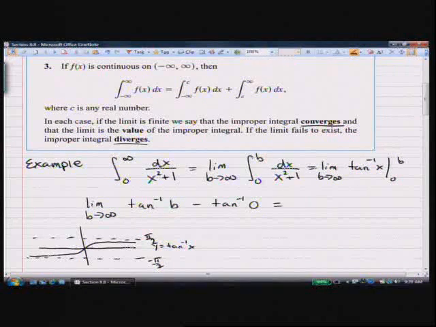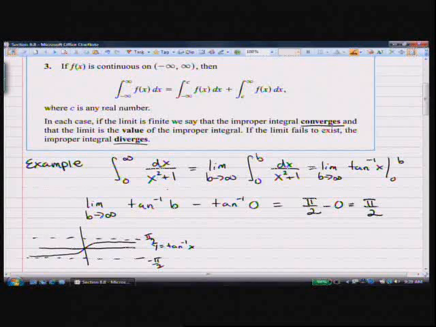So as x goes to infinity, or in this case, as b goes to infinity, our y value is going to go to pi over 2. So this is pi over 2, and then the inverse tangent of 0, of course, is 0. So your answer to this one is pi over 2. So we say that this integral converges, and it converges to pi over 2. Okay? Let's do another one that's kind of fun.